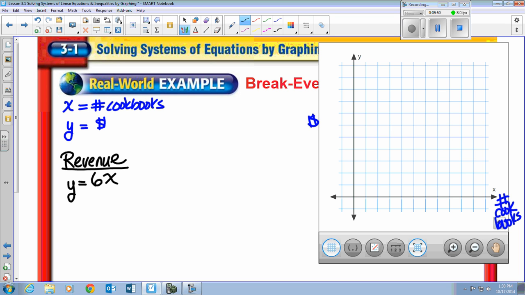Well, we're going to graph revenue and cost and see where they intersect. Now, my costs, I'm going to do those in red. Red means loss. So my cost, my y is my money. The money that I spend on cost is $200 just to set up everything, plus $2 a cookbook.